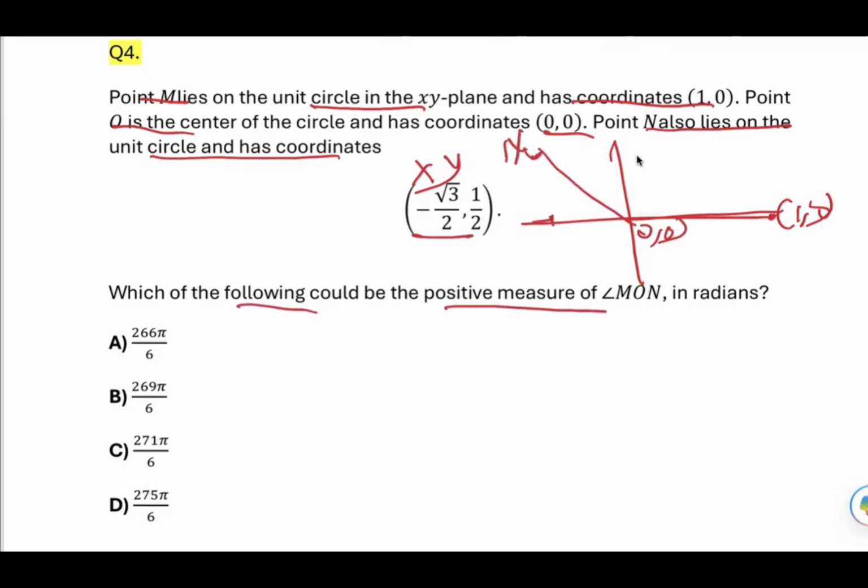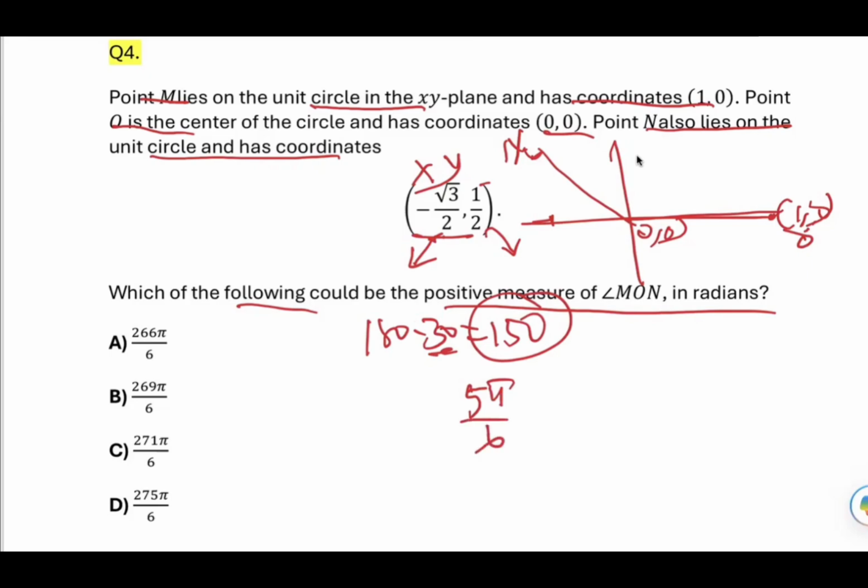So which of the following could be the positive measures in radians? Well, here, find the angle. This is actually 0. And you can see why we have these numbers. You have to know these numbers. This is 30, and this is 30, but it's different. Cos 30 is this, and sine 30 is that. And therefore, if this is 30, 180 minus 30, the reference angle is 30, but the actual angle is 150, right? If the actual angle is 150, then what do we have? We have 5 pi over 6. That's the 150. You convert that into radians, and this is what you have.